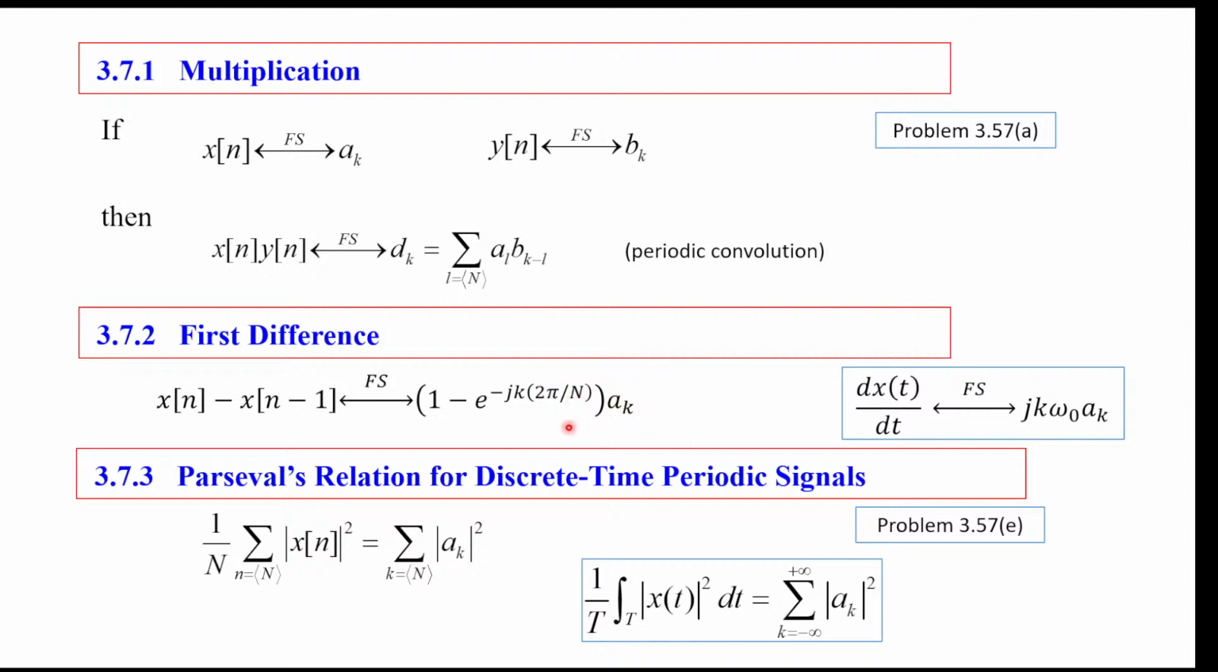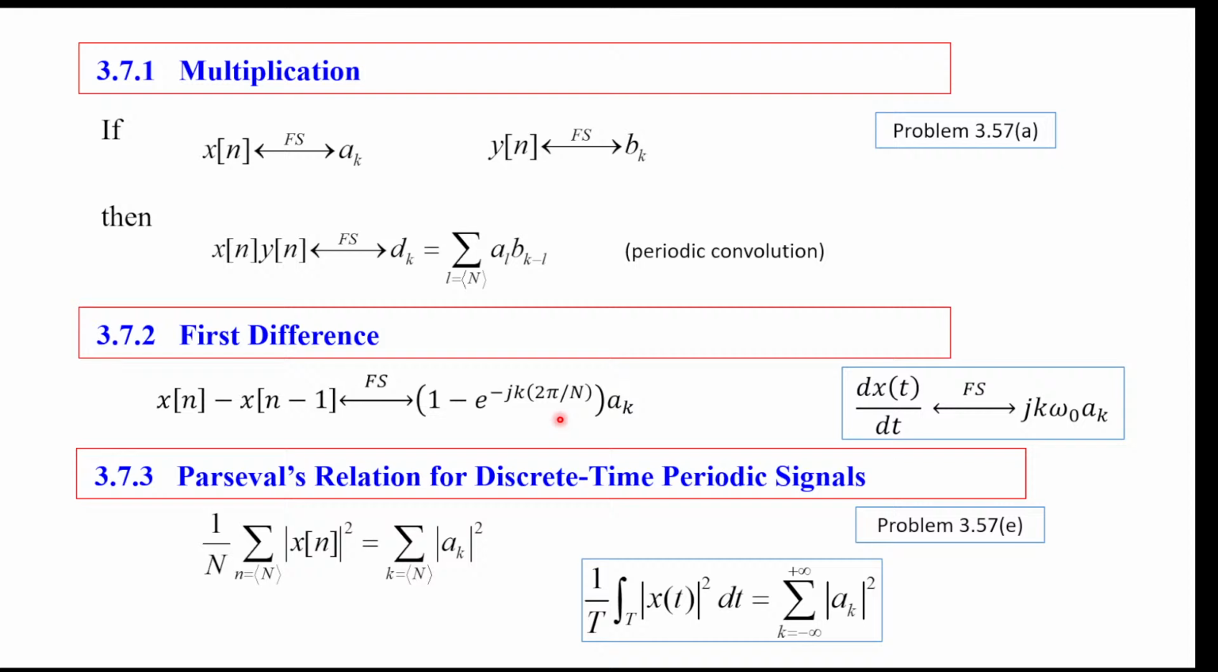Okay? And this is very easy to derive, because this is just a linear combination of this signal minus this signal. Okay, so this signal has coefficient ak, and this signal is the time shift of x, and so you will get this e to the minus jk 2 pi over n factor. This is just from the time shift. This is minus jk omega naught. Okay, and then you take the linear combination of them, this coefficient minus this coefficient.